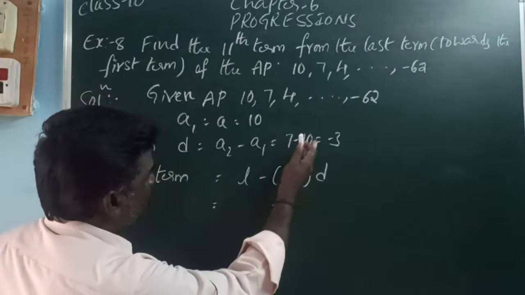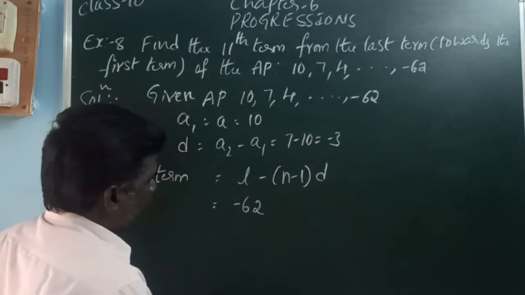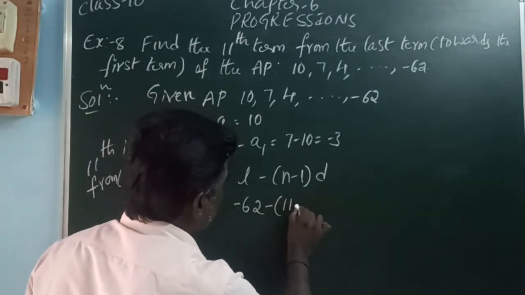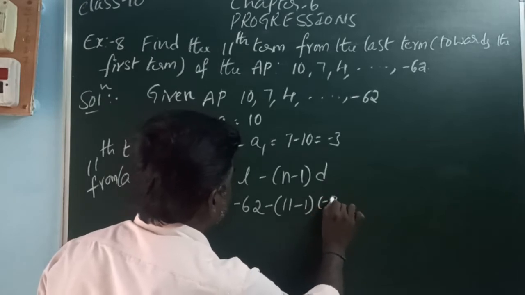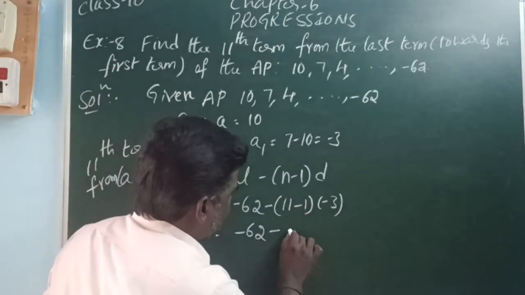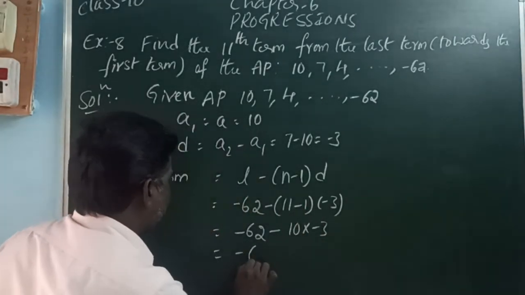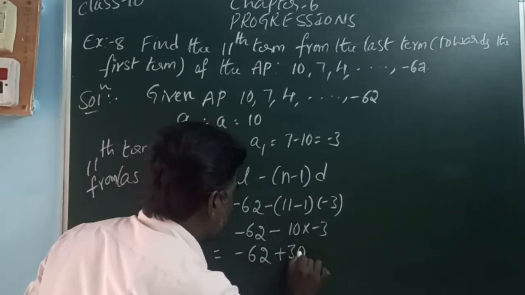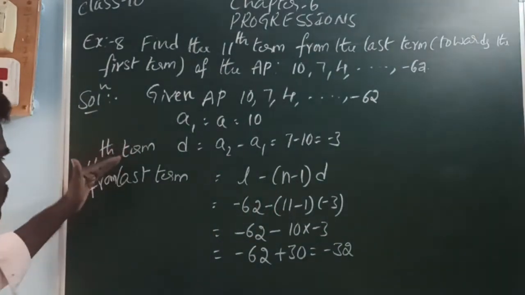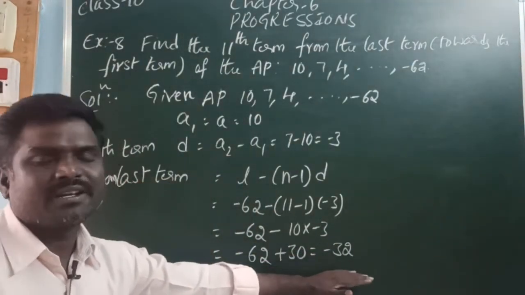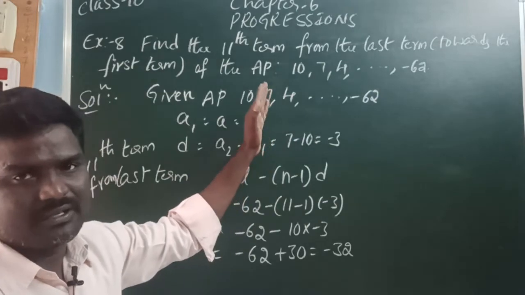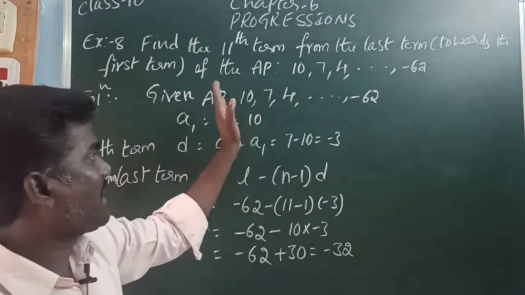So here the last term is how much? Minus 62. So minus 62 minus (11 minus 1), common difference is minus 3. So minus 62 minus 10 into minus 3. Minus 62 minus minus, plus 10 threes are 30, minus 62 plus 30, that is minus 32. So the 11th term from the last term is minus 32. From the last we subtract the common difference, and from the first we add the common difference.